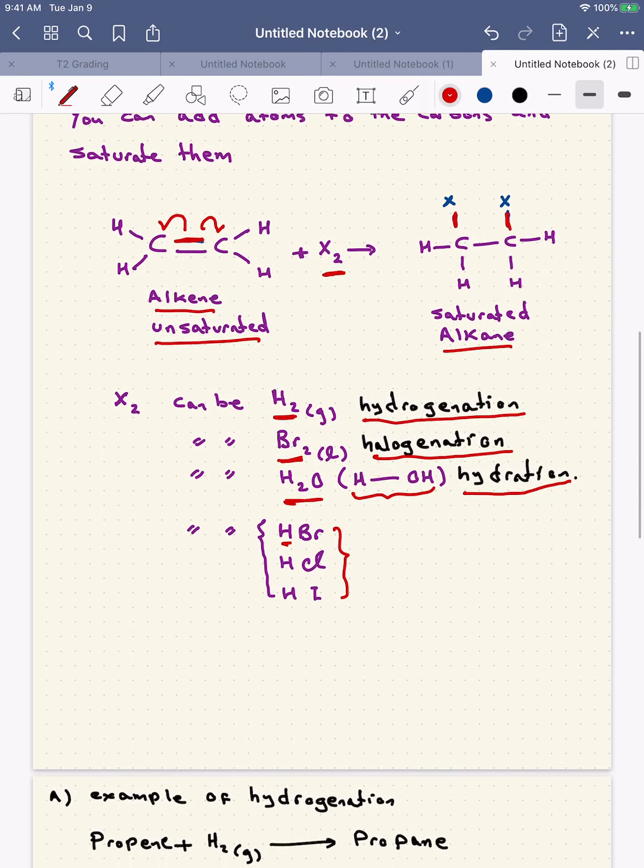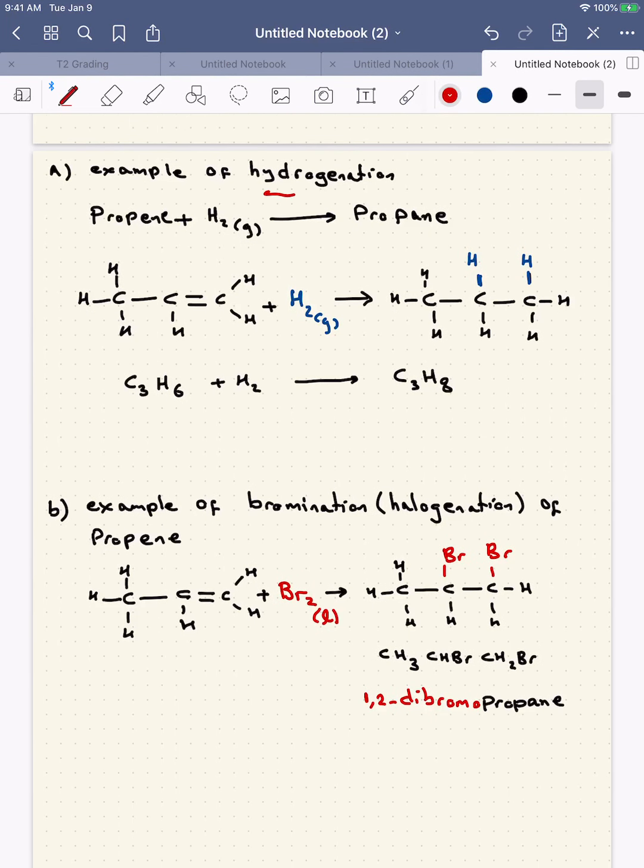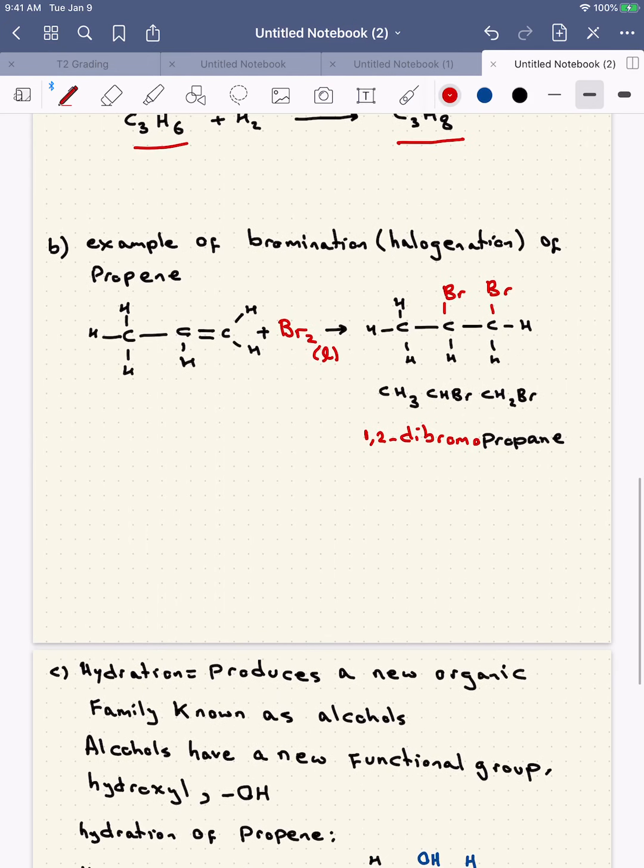Let's look at each example. So first I'm going to do hydrogenation. I'm taking propene as an example. So propene has one of the double bonds going to open up, and then I'm ready to add 1 hydrogen to each. If you do that, propene becomes propane, so you simply saturated it. Alkene became alkane.